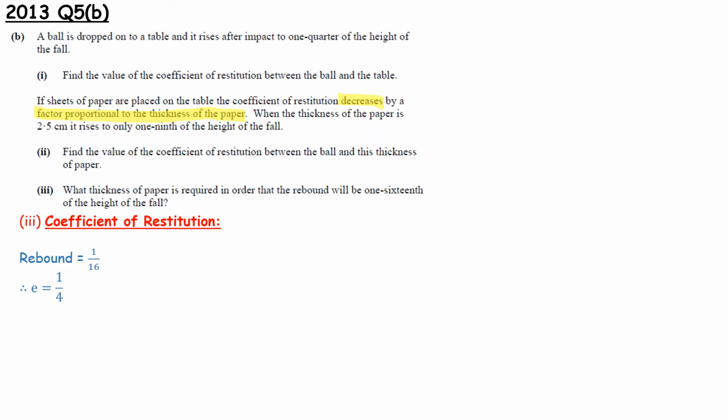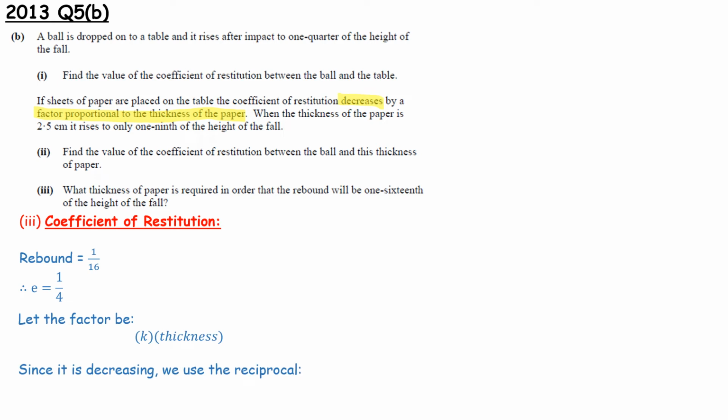So let's set this up in a way that hopefully makes sense. We're going to let the factor be k times the thickness, because I'm going to have some factor that's proportional, so it's going to rise as that thickness rises. So it's k times the thickness. You can call that another letter if you prefer.